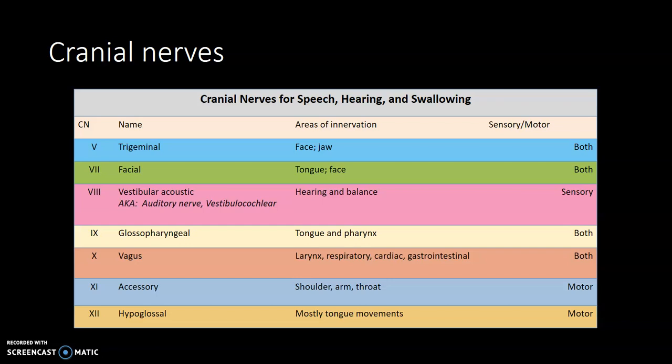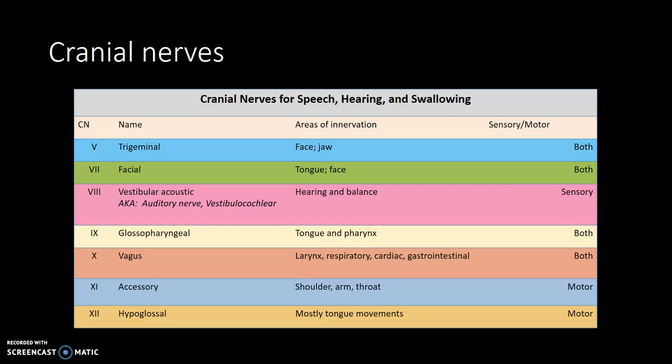Cranial nerve 8 is the vestibular acoustic or vestibular cochlear or auditory nerve. This class we're really going to focus more on vestibular cochlear, and that's for hearing and balance, again, not for the sensation of the ears themselves. That's related to cranial nerve 7.